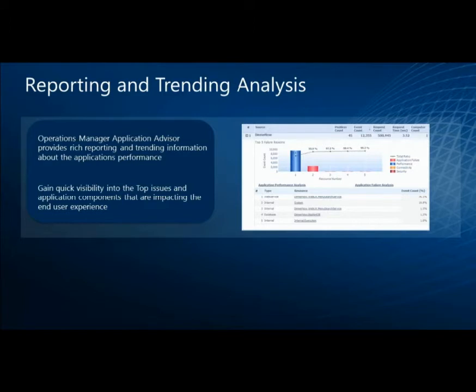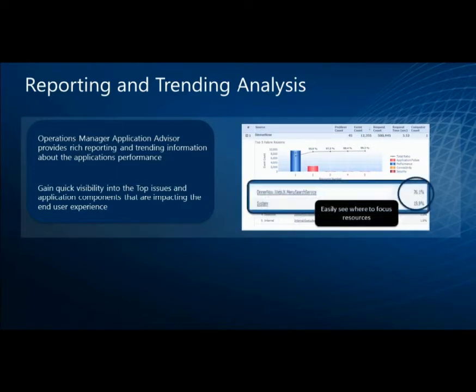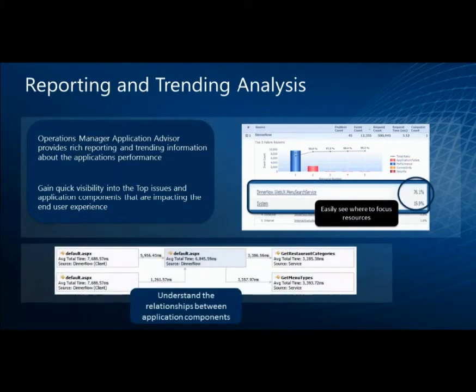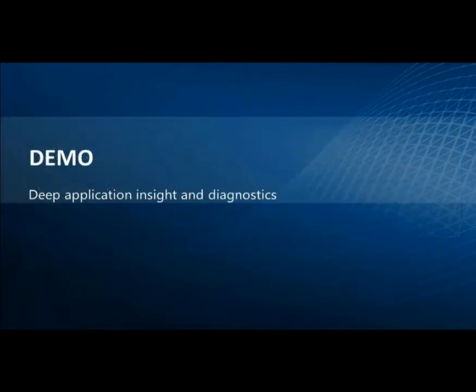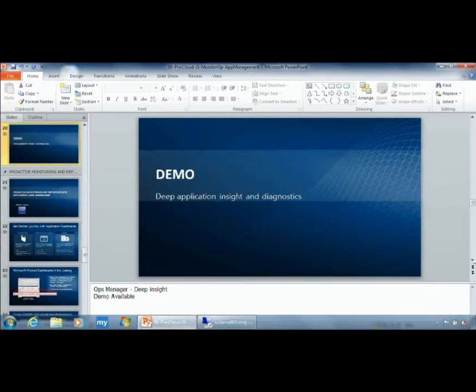My job is to make sure that I'm on top of that, and what this information does is allow us to see that. We can very easily see where to focus resources and understand all those relationships between the environments, between all the different components of the application. So just because one component of an application is performing poorly, what's the roll-on effect? What else is going to be impacted by what we're doing there? So let's go and take a look at what the Deep Application Insight and Diagnostics looks like in System Center 2012.